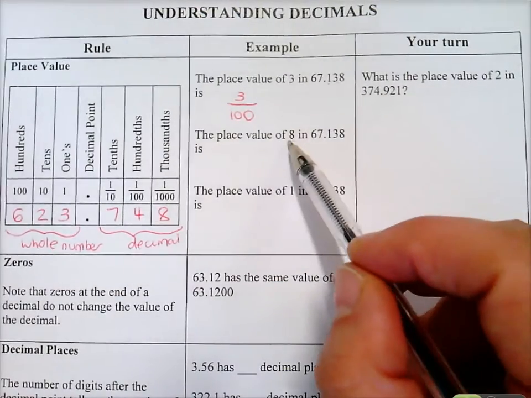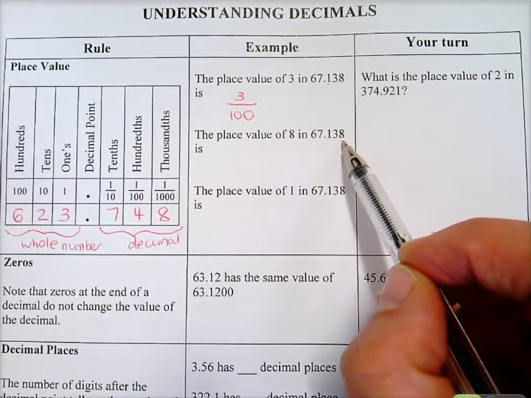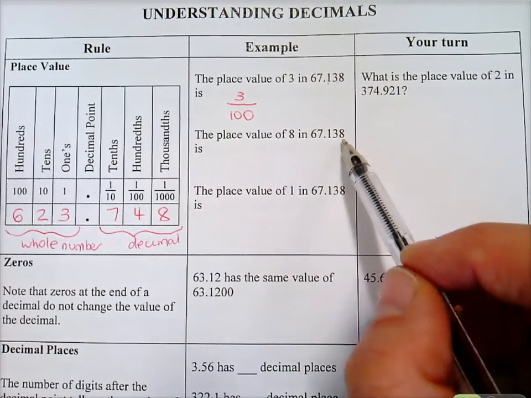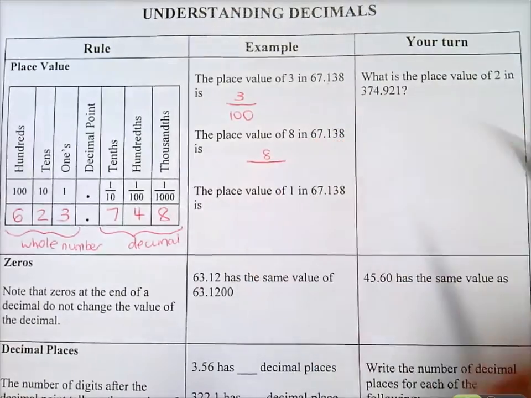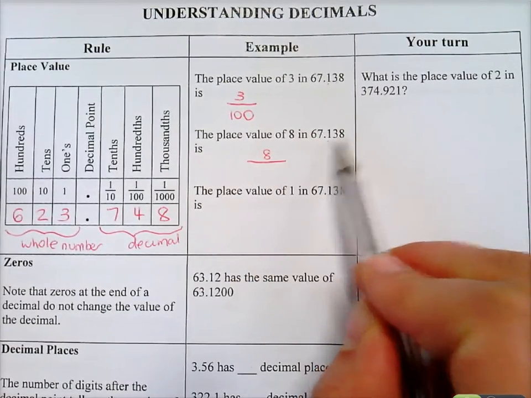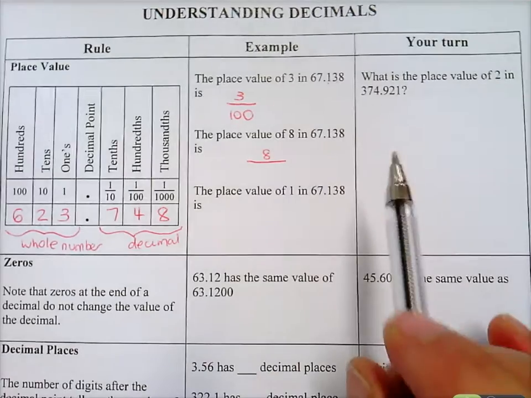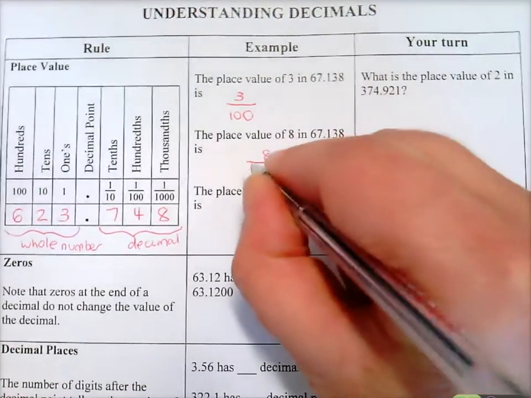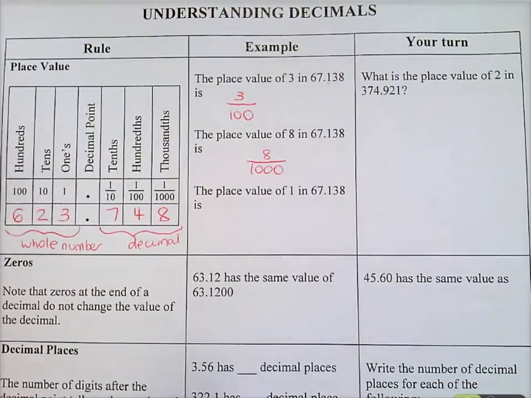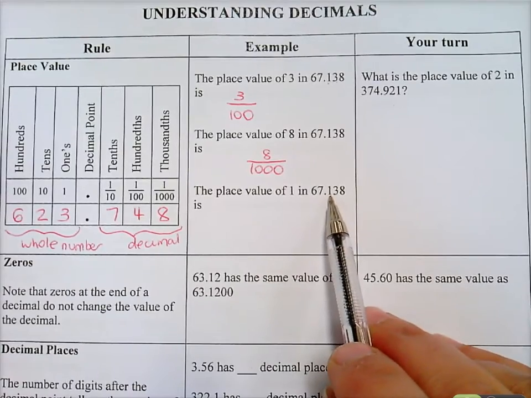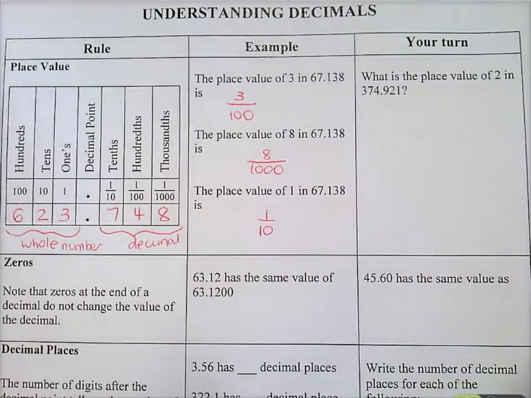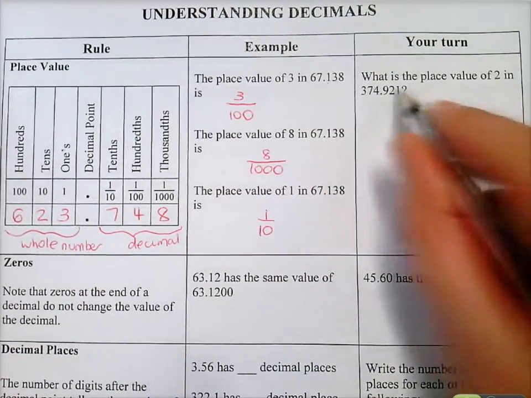Okay? What about the 8, the place value of the 8 in this number here? Girls, what's the place value of the 8? 8 in which column? Yeah, tenths, hundredths. You don't have units. So we've got tenths, hundredths, thousandths. That 8 is worth 8 thousandths. And the place value of the 1 in this number is 1/10. It's worth 1/10.